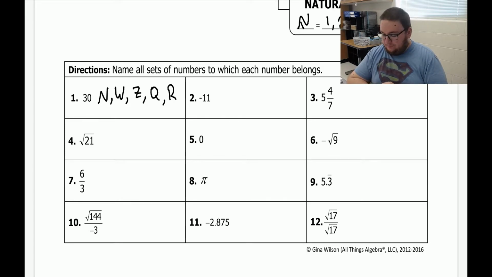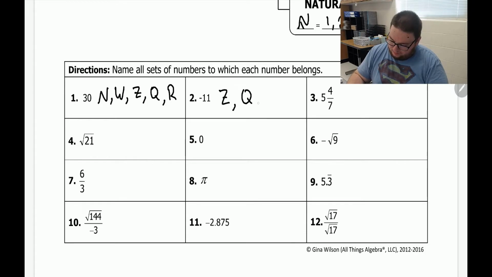Okay? Moving on to number 2, we have negative 11. Well, is it a counting number or a natural number? No, because you can't really picture negative 11 things. Is it a whole number? Well, no, because it's not a counting number and it's not 0. Is it an integer? Yes, because integers are the negative whole numbers, 0, and the positive whole numbers. So that means that it belongs to the integers, which is Z, the rational numbers, and the real numbers.